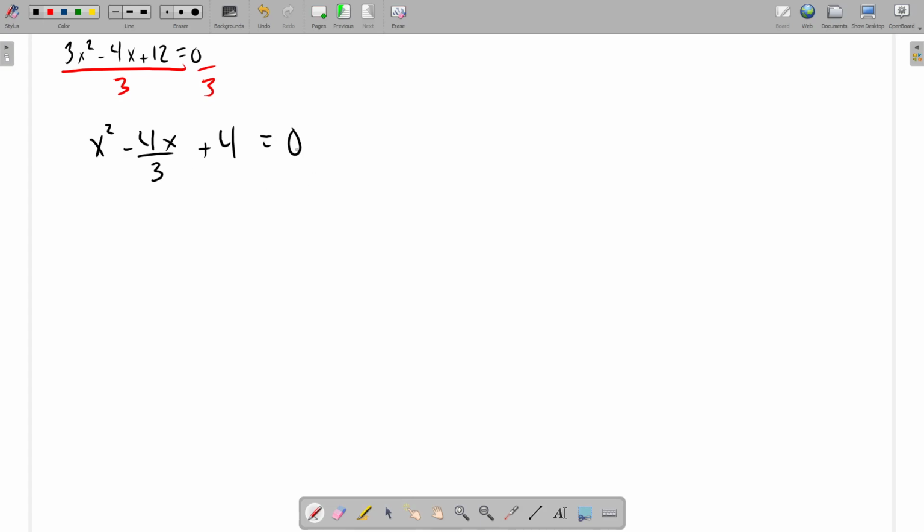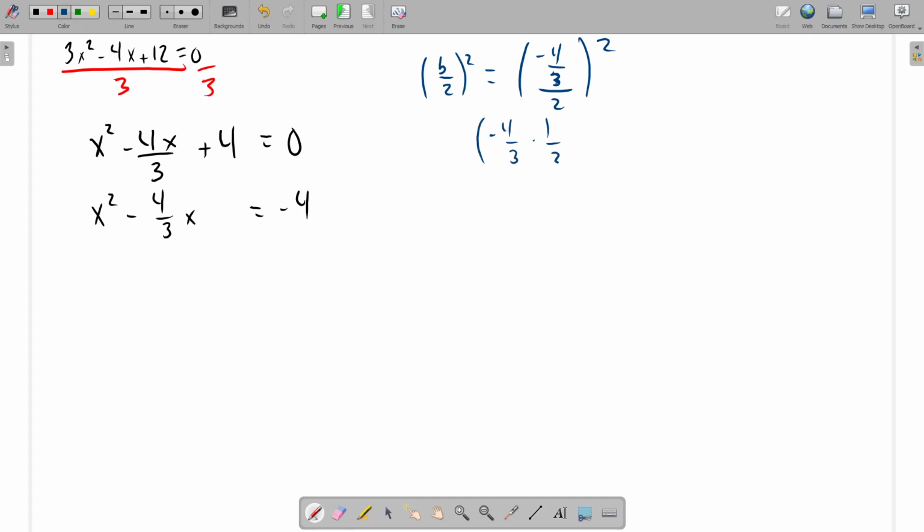I'm then going to move my c term over to the other side. x squared minus 4 thirds x equals negative 4. Now I need to take my b term and divide it by 2, and then square it to get that magic number. But my b term is negative 4 thirds. How am I going to take a fraction and divide it by 2? Well, taking a fraction and dividing it by 2 is the same thing as taking a fraction and multiplying it by 1 half.